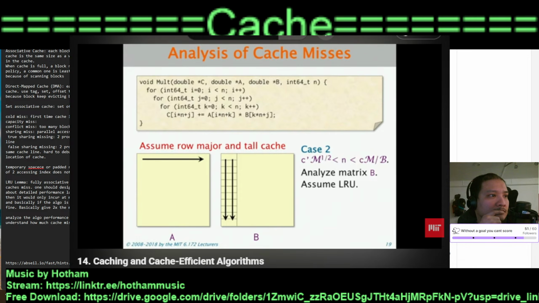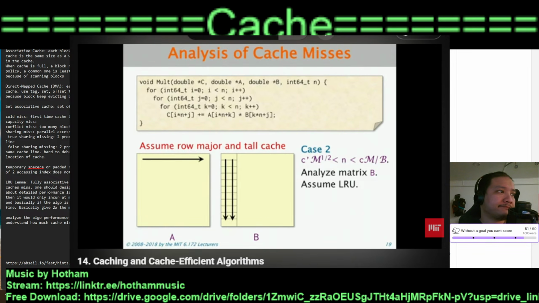So who thinks the block is still going to be in cache when I get back to the beginning? Yeah, so a couple people think it's going to be out of cache. Okay. So it turns out it is going to be in cache, because I can fit one block for every row of B into my cache since I have n less than cM over B. So when I get to the beginning of the second column, that block is still going to be in cache because I loaded it in when I was accessing the first column. So I'm not going to incur any cache misses for the second column.